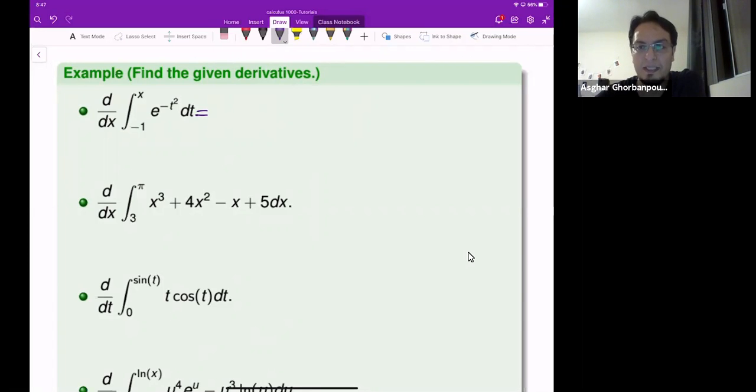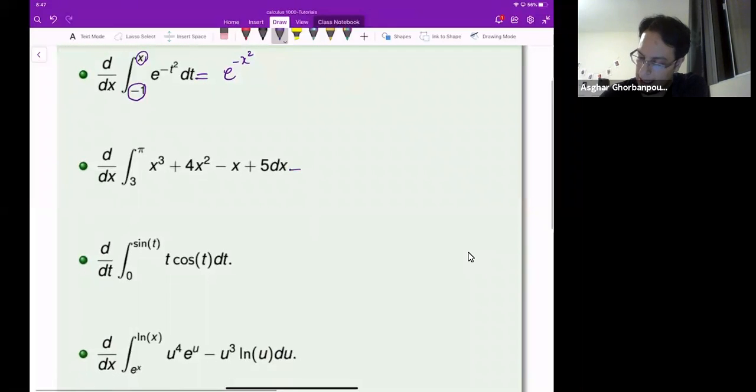But you actually don't need to evaluate. This is the fundamental theorem of calculus part 1. It says that the integral of a continuous function from a constant to x, with respect to x, is just that integrand evaluated at x. That's simple.